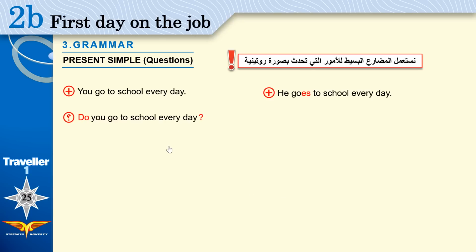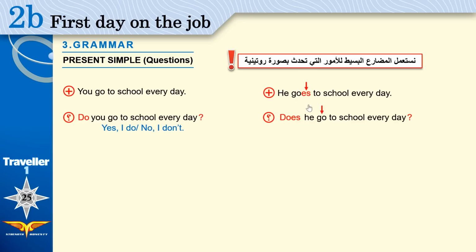We're asking, do you go to school every day? This is a yes-no question. You answer with either yes or no. I'm asking you. You answer about yourself using I. Yes, I do, or no, I don't. Now, we use he, she, and it. We use does. Does he go to school every day?